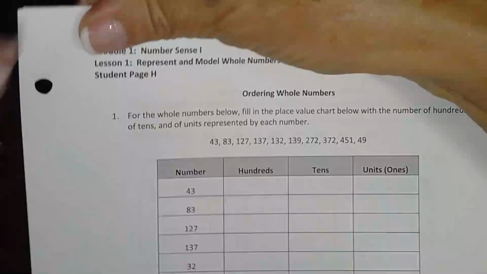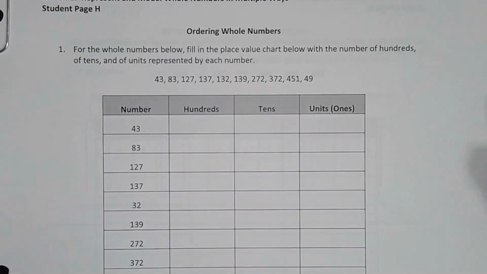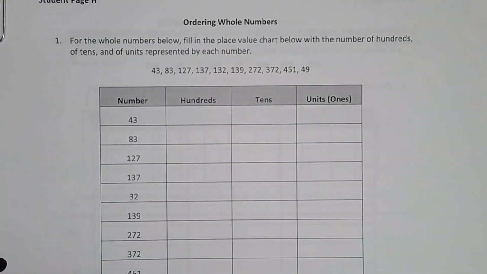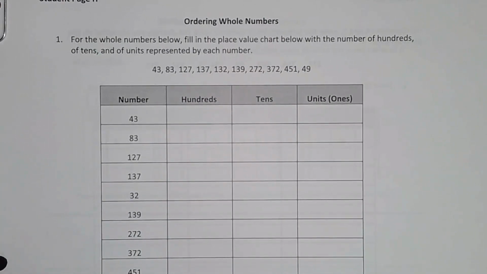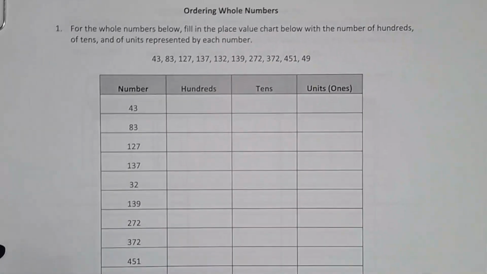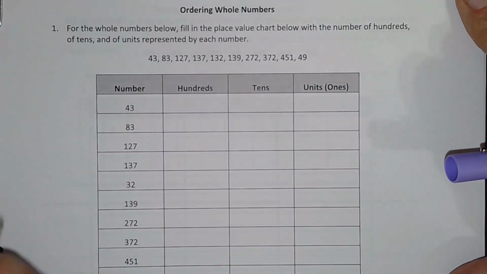Okay, we're nearing the end here. So ordering whole numbers. So the easiest way, I think, is putting them in the chart, but you can do whatever you want, whatever method you like. But this is just one way. So remember, I'm not telling you you have to do it this way, but I'm just showing you a way that the Common Core Math has found that students understand.